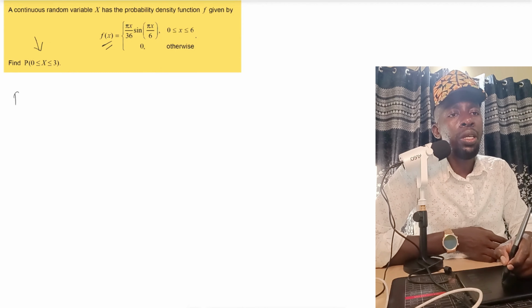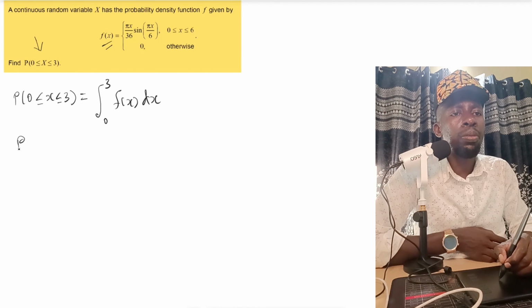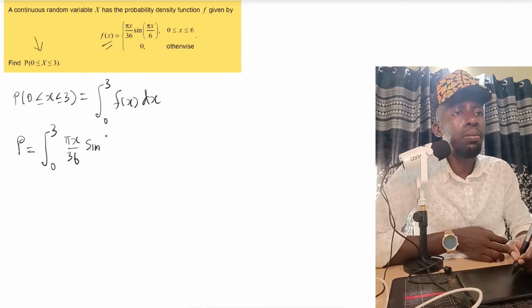So P of 0 less than or equal to x less than or equal to 3 is equivalent to integrating from 0 to 3 of f of x dx. So this P is equivalent to the integral from 0 to 3 of pi x over 36 multiplied by sine of pi x over 6 dx.